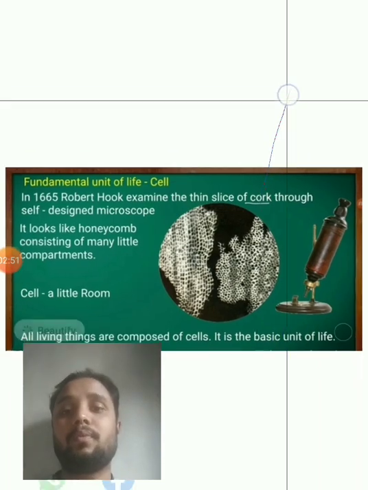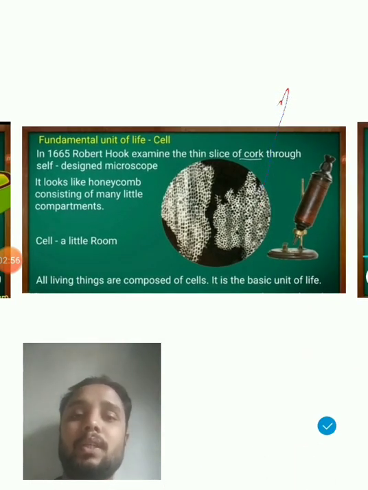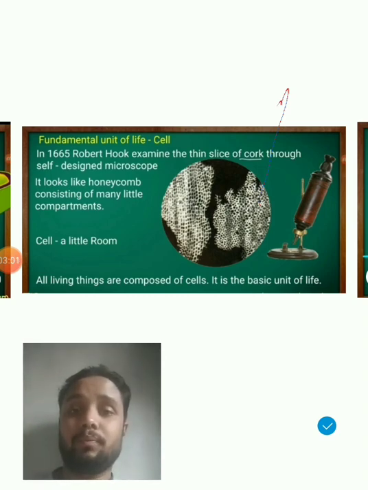So the fundamental unit of life is the cell. What is a cell? When was it discovered, and by whom? We will study that here. The cell was first discovered in 1665 by Robert Hooke. He examined a thin slice of cork through a self-designed microscope.